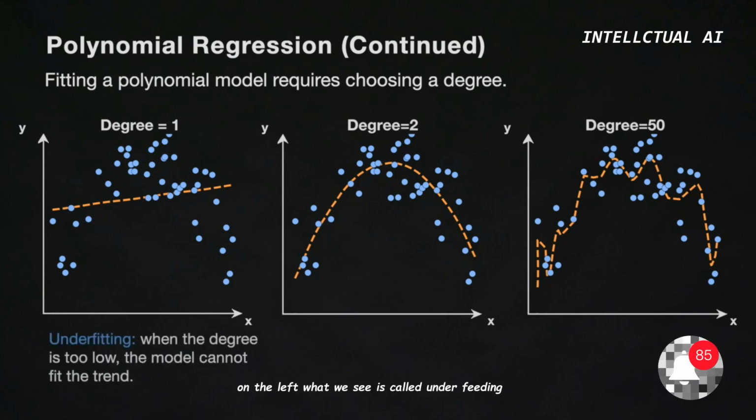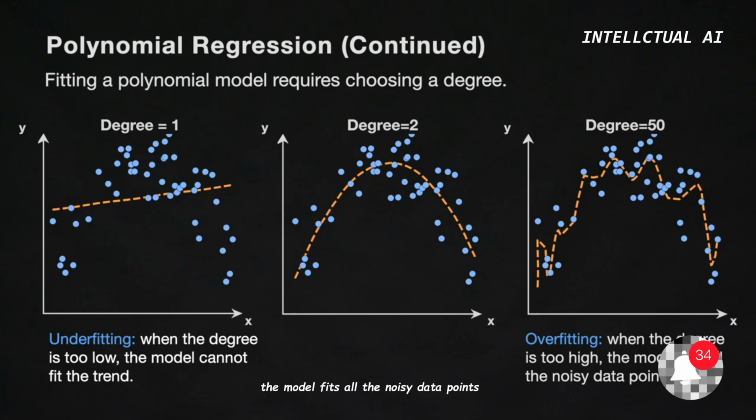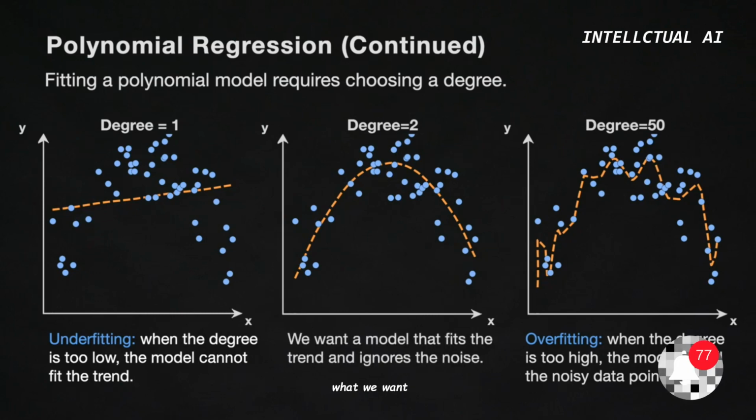Now on the left, what we see is called underfitting. The degree is too low, and the model cannot fit the trend. On the very right, we have what is called overfitting. When the degree is too high, the model fits all the noisy data points. What we want is a model that fits the trend and ignores the noise. Now, high degrees of polynomials lead to overfitting. That will be the subject of the following few lectures.